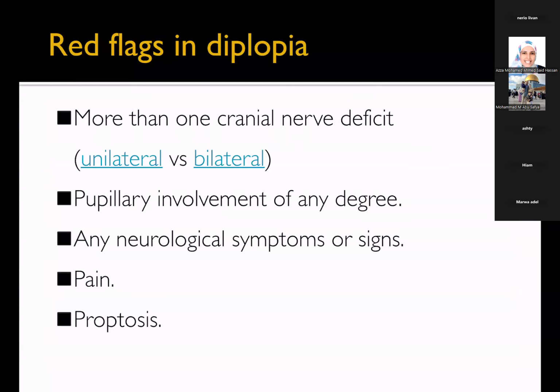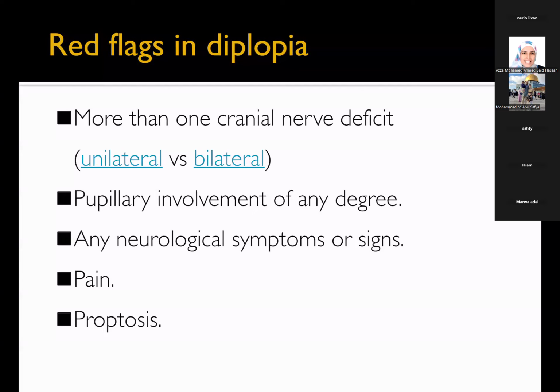What are the red flags in diplopia? We say that these red flags will lead us to do neuroimaging as urgently as possible. If we find more than one cranial nerve deficit by examination, whether unilateral or bilateral, if we find any pupillary involvement of any degree, especially if the possible cause is third nerve palsy with pupillary involvement, we have to go through neuroimaging as soon as possible.